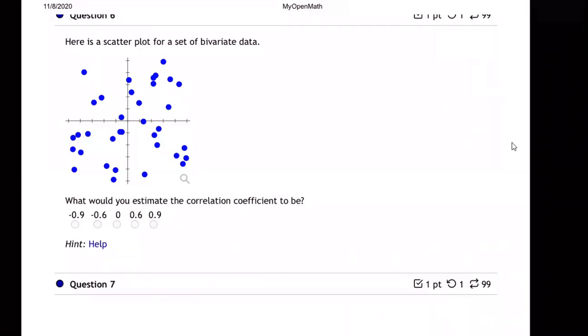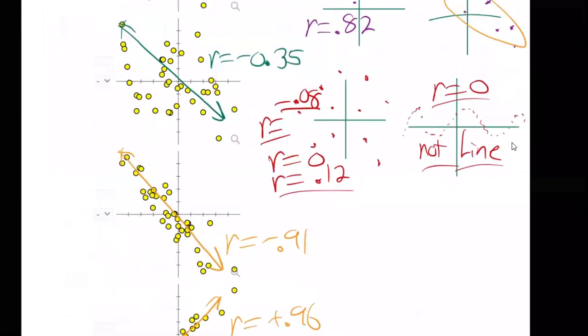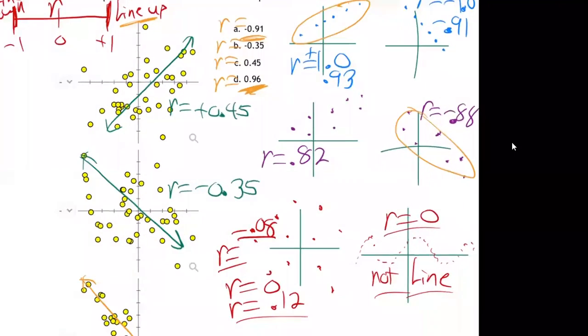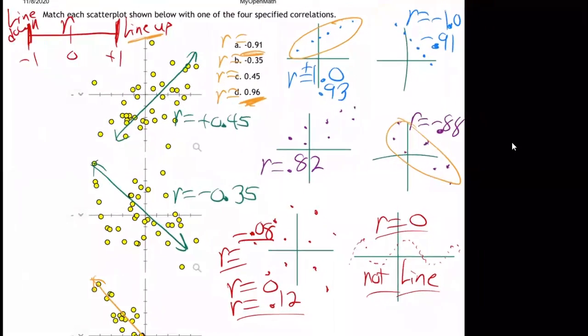So they're giving us a picture. Here's some scatter plot for bivariate data. So there's a bunch of dots. What would your estimate be for the correlation coefficient R? Well, again, I refer you back here to my example from the last problem of what R basically looks like.